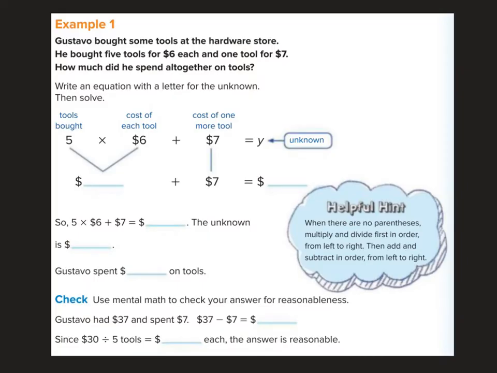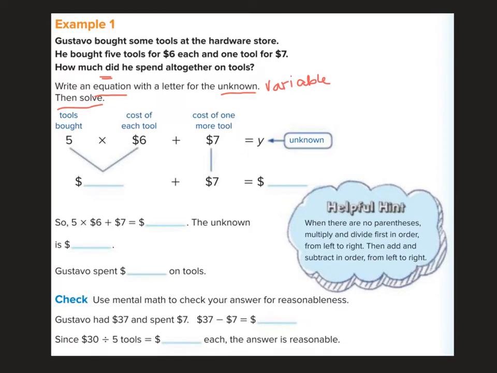Gustavo bought some tools at the hardware store. He bought 5 tools for $6 each and 1 tool for $7. How much did he spend altogether on tools? So our job is to write an equation, which means it has to have an equal sign, with a letter for the unknown. Unknown is another word for a variable. Then we need to solve it.